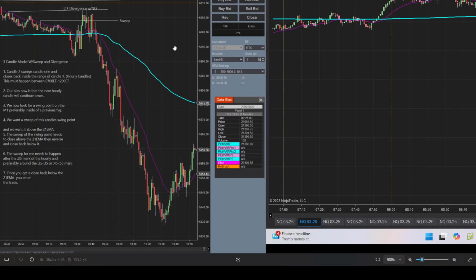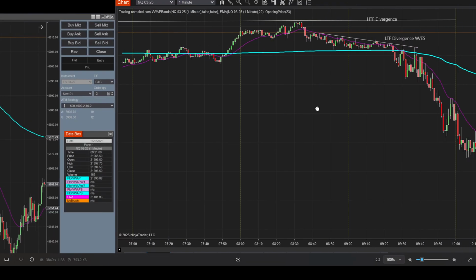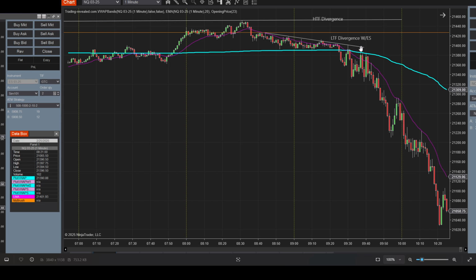NQ doesn't sweep any of them. Here's NQ, right? These are the highs that we're talking about. Here's the high, here's the high, here's the high. ES sweeps all of these highs right here. NQ does not. So now we have a divergence on the lower time frame. This is a 1 minute. We have this divergence. So that's a clue that, hey, we're fixing to go lower, in my opinion.